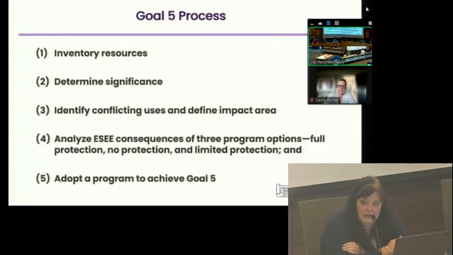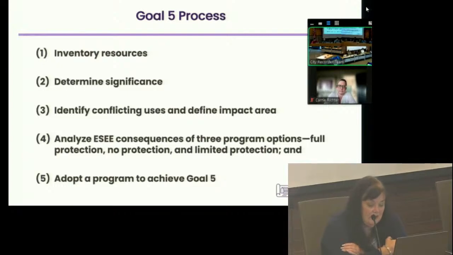In terms of the process, the rules tell us how we have to go through the process to evaluate Goal 5 resources. So we have to inventory them. We have to take an inventory of these particular resources in the city limits as well as in the urban growth boundary. We then have to go through a process of determining significance. What's important for us to protect? So the goal is all about protecting natural resources that would be of community significance. And so that's the policy decision, right? What are the actual ones that we want to protect?